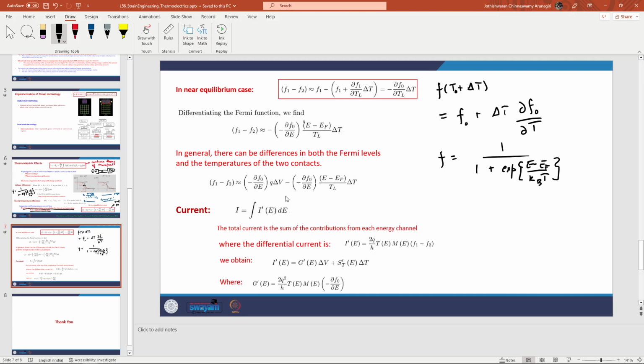Additionally, what we should remember is that in a realistic scenario, we will have both a voltage difference and a temperature difference. So in this case, we can approximately write for a small voltage difference and a small temperature difference. So from this, essentially this quantity will be this.